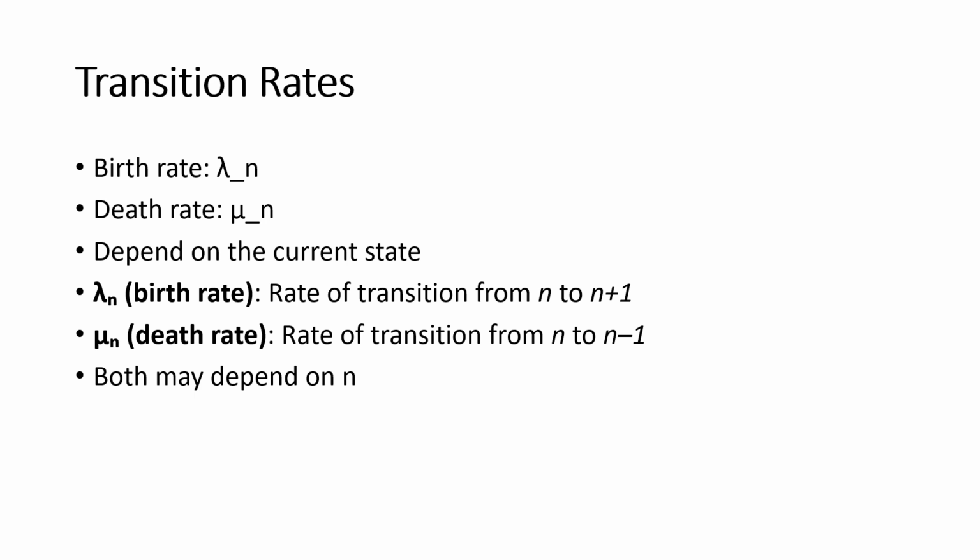The transition rates: birth rate lambda n and death rate mu n depend on the current state. So lambda n is the birth rate, the rate of transition from n to n plus 1. Mu n is the death rate, the rate of transition from n to n minus 1. So both may depend on n.